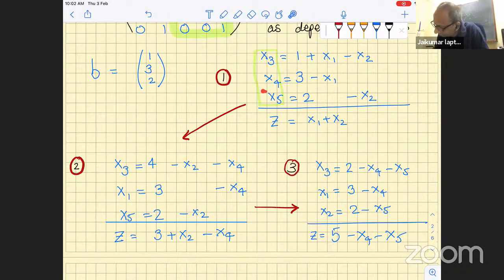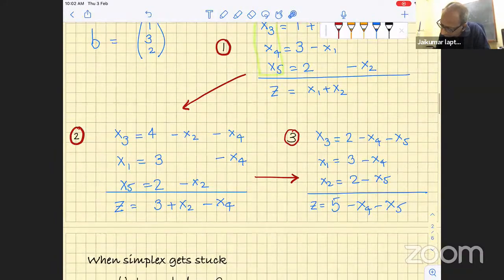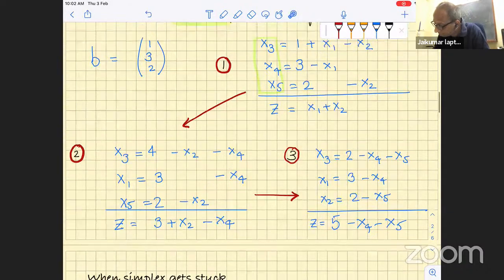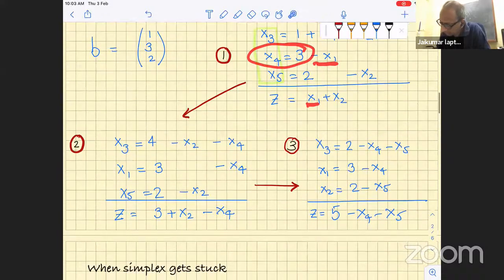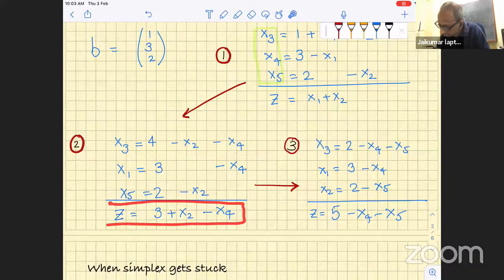And luckily, x5 did not involve x1 anyway. So there was no x1 sitting on the right, which needed to be cleared and replaced by x4 or some combination. So we are okay with that. So this equation stays as it is. And now in the objective function also, we again eliminate this x1 and replace it by 3 minus x4, and we are in this situation.